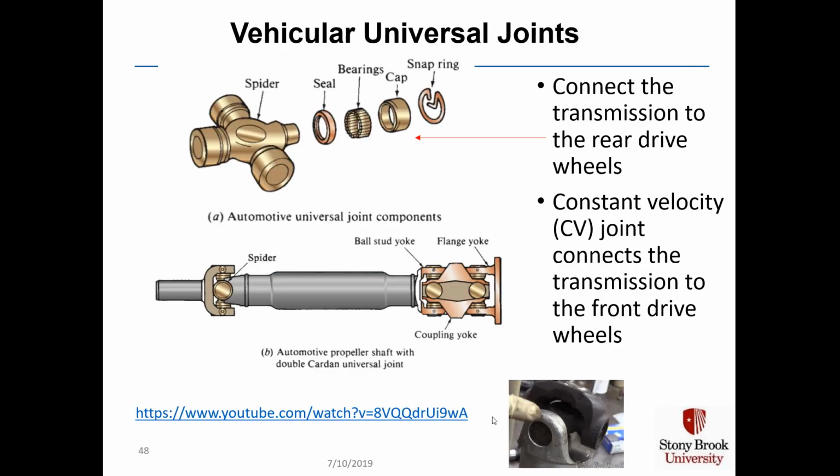Vehicular universal joints connect the transmission to the rear drive wheels in trucks, and constant velocity joints connect the transmission to the front drive wheels. This video here that we have at the bottom gives you an excellent view of how universal joints are installed in automotives.